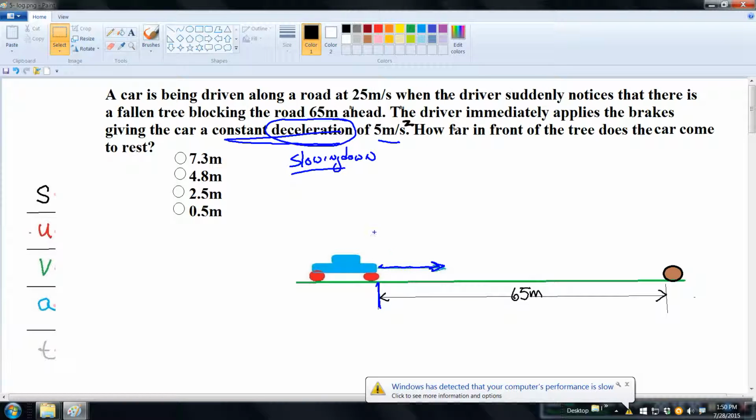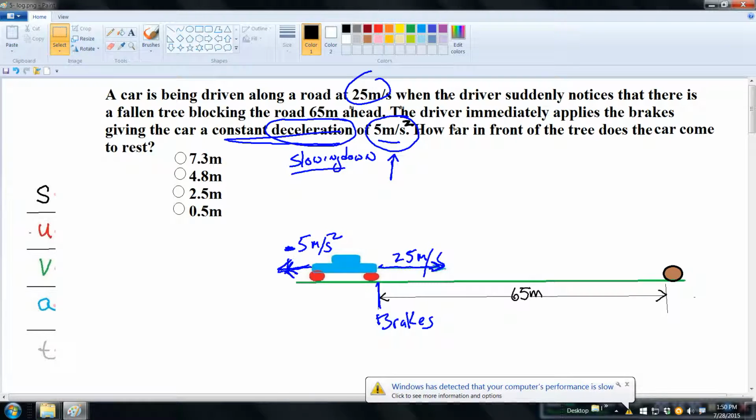So if we say that the car hits the brakes right here, and at that moment in time it was going 25 meters per second, then that means that the acceleration or deceleration, which is nothing but acceleration that's the opposite of the velocity, that's what deceleration is. So we have to watch the sign. Even though the problem says 5 meters per second squared, it says constant deceleration, so we have to put a negative sign there, negative 5 meters per second squared.